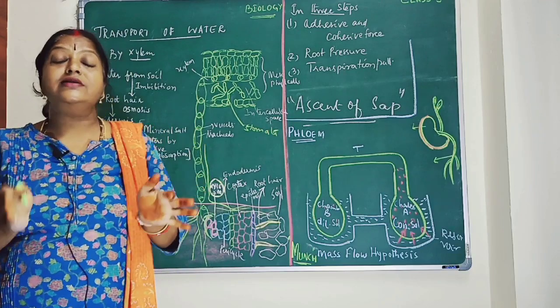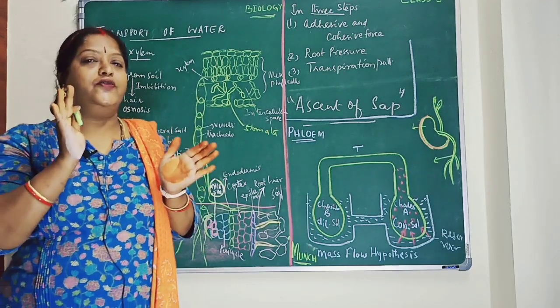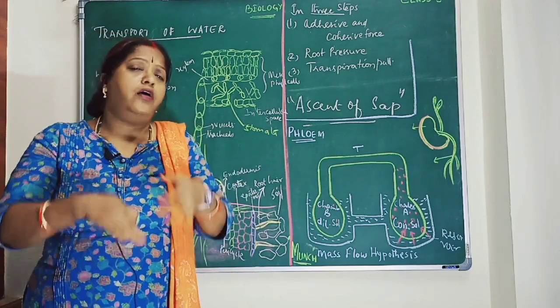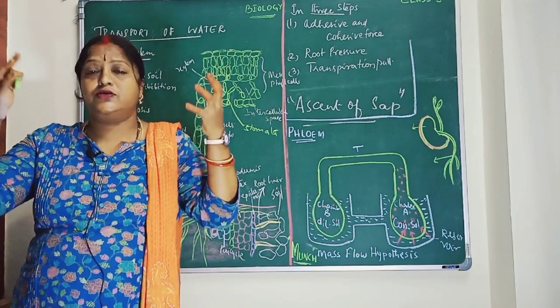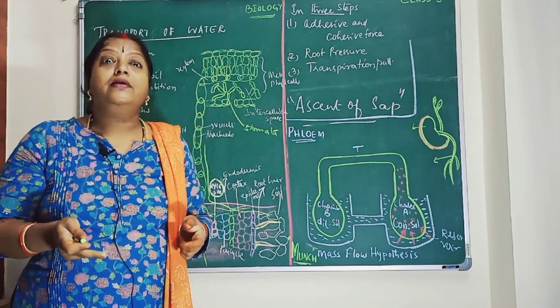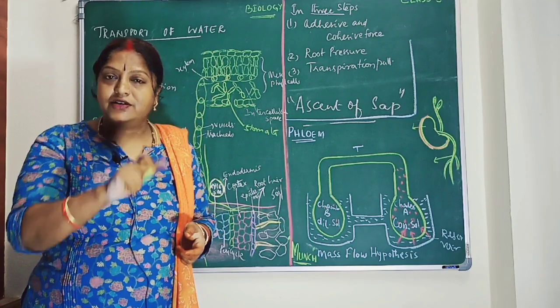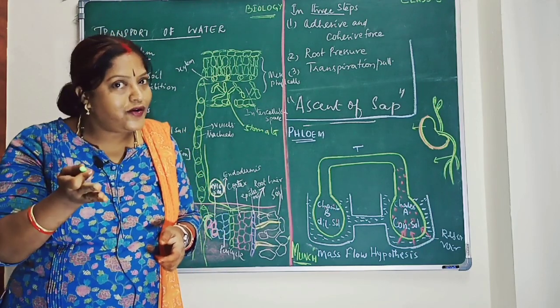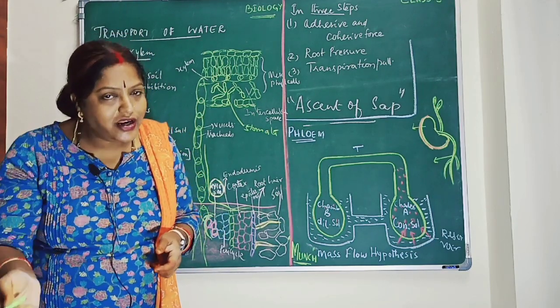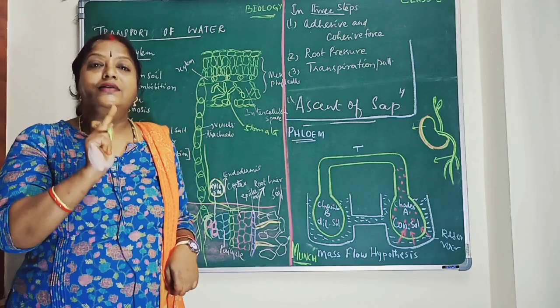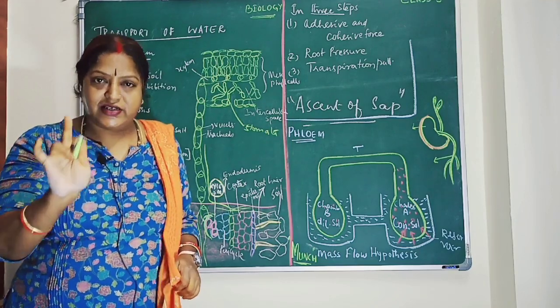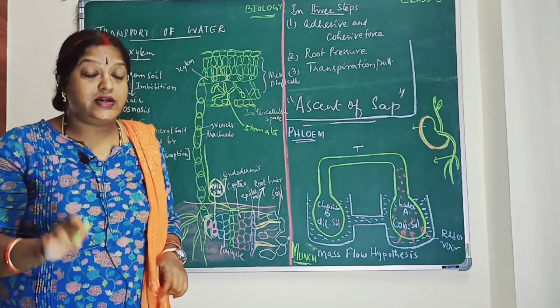Okay, so plants use only 2% of water. However much water you put, or even if there is a strong rain, plants use only 2% of water and the rest of the water is lost in the form of water vapor through stomata. That is called transpiration. Understood, children? It is called transpiration.